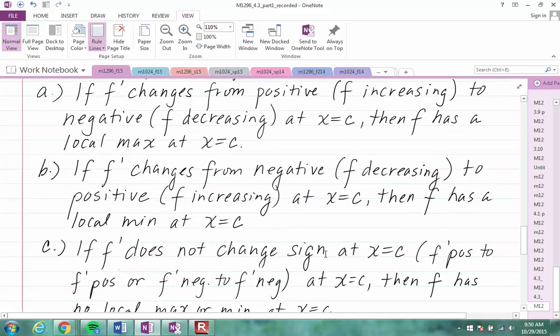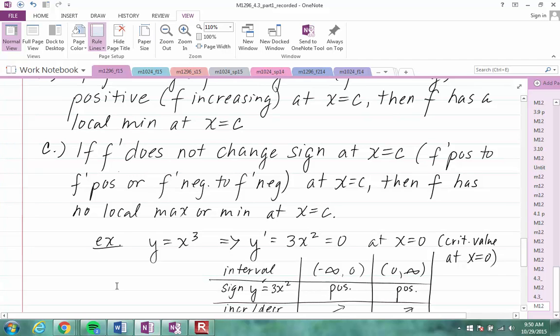So here's a third case that I didn't highlight up above. If f prime does not change sign at x equals c, so in other words, if we had a critical value and we were looking at those intervals and we got f prime positive and then the next interval was f prime positive again, that's one scenario. Or f prime is negative, goes to f prime negative on the next interval, and the border between those is x equals c, which is a critical value. It says here then f has no local max or min at x equals c. So we're not always guaranteed a min or max at a critical value, and that's something we went over in 4.1.